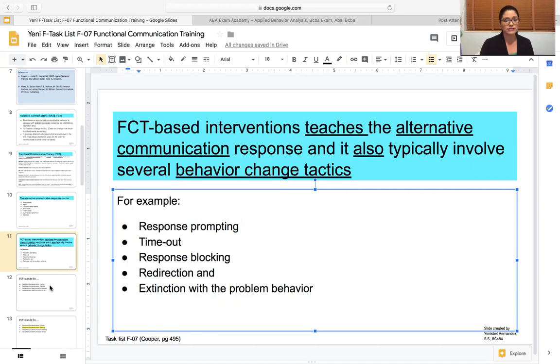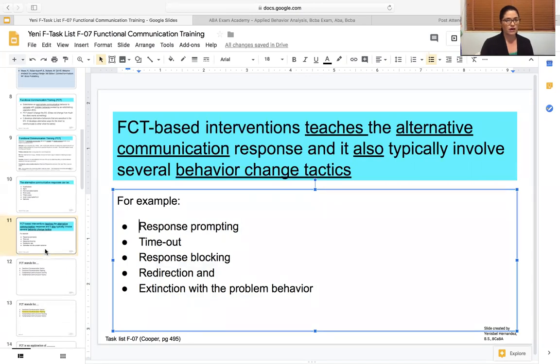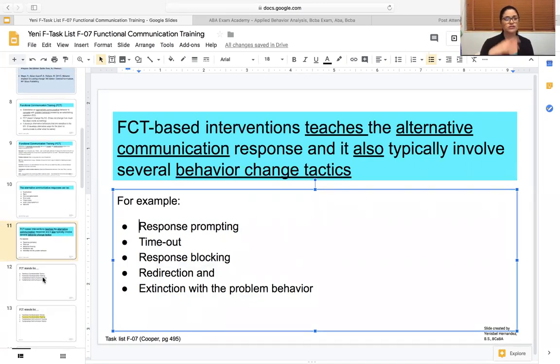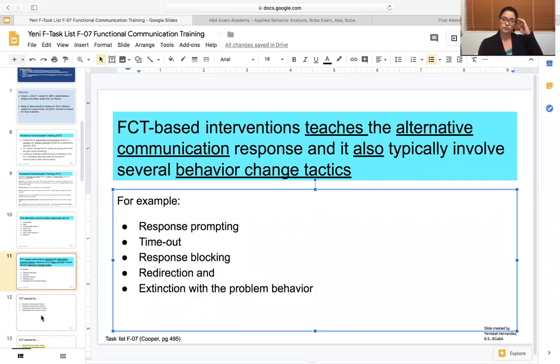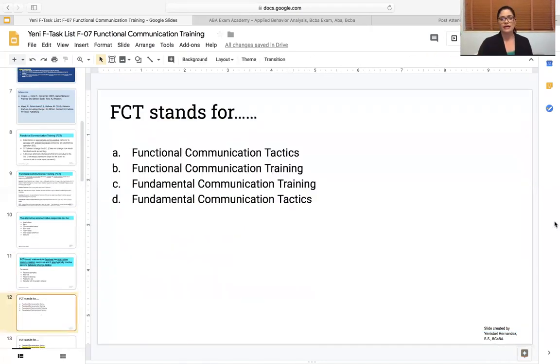That's what Cooper has. If you have more specific questions about it, just go to Cooper page 495. And he just mentions a list of examples. It doesn't mean those are the only ones. So now we're just gonna go to mock questions. I have some simple ones, some more complicated ones, just to keep momentum going. So let's go for it, guys.